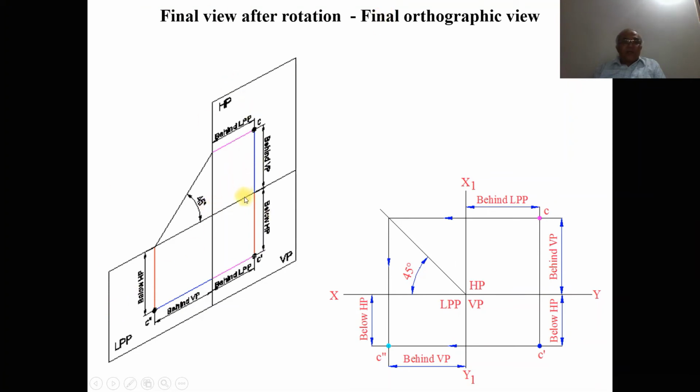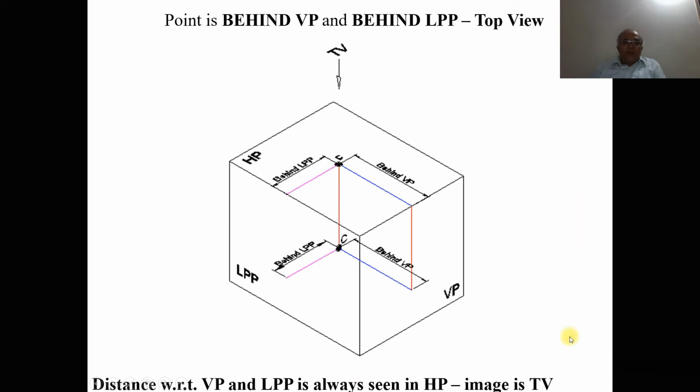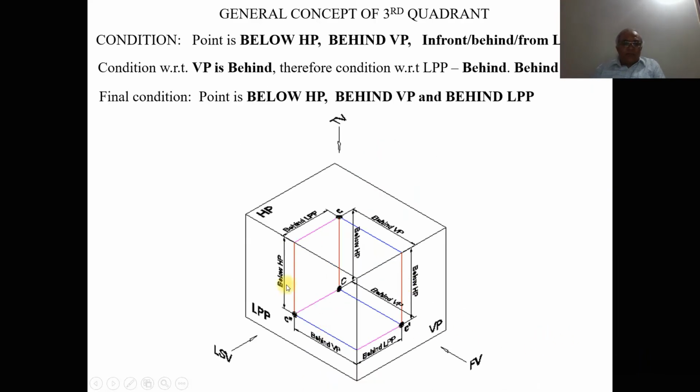So here what happens is, below HP is seen in the vertical plane, that is C dash, and behind LPP is also seen in the vertical plane, and behind VP is seen in the horizontal plane, so it is here, and behind LPP is also seen on the horizontal plane. And when you look from the side view, that is the left side view, we can see the distance below HP and also behind VP. So now according to this condition, we are going to get below HP. So here when you look from the left side view, we can see below HP and behind VP.